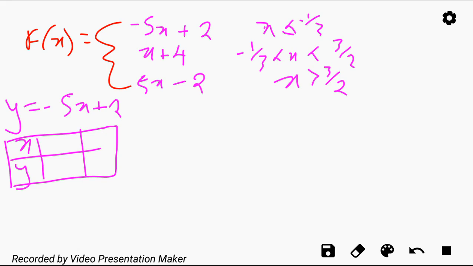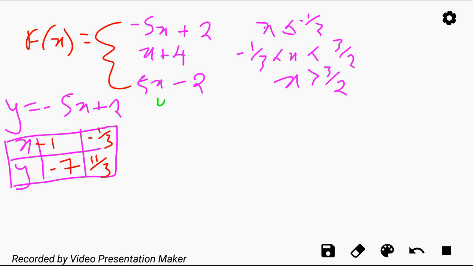it's going to have two numbers. It's going to have the breakpoint, which is negative 1 over 3, plus an additional number that is less than x, because that is what this interval is saying. So I can say negative 1. Negative 1 here will give me negative 7, and then negative 1 over 3 will give me 11 over 3. So that is my first table of values.